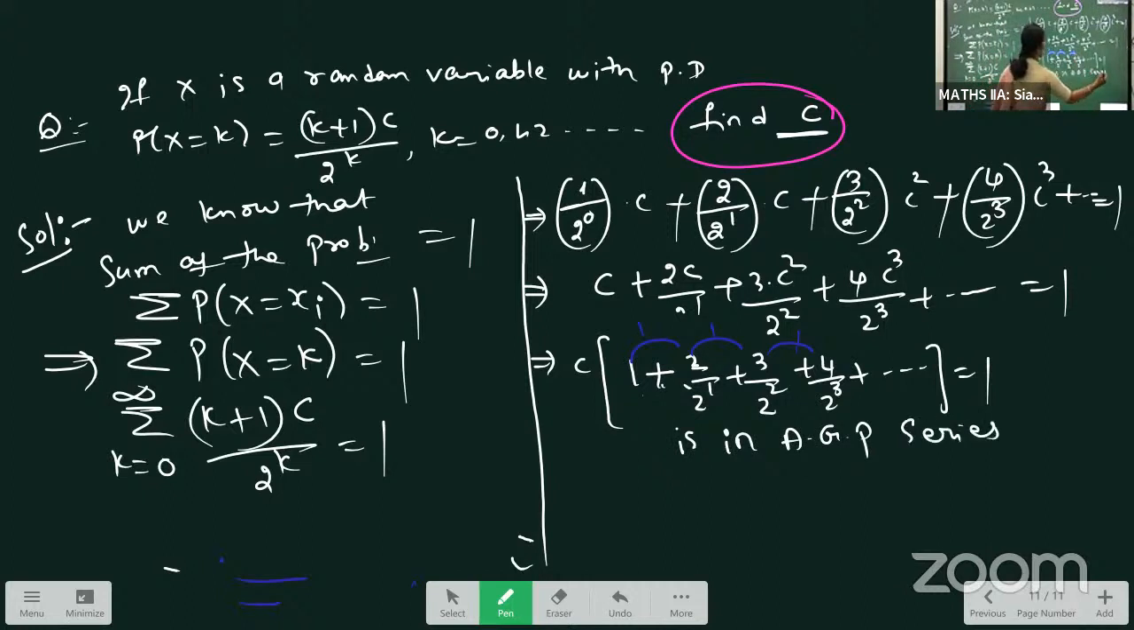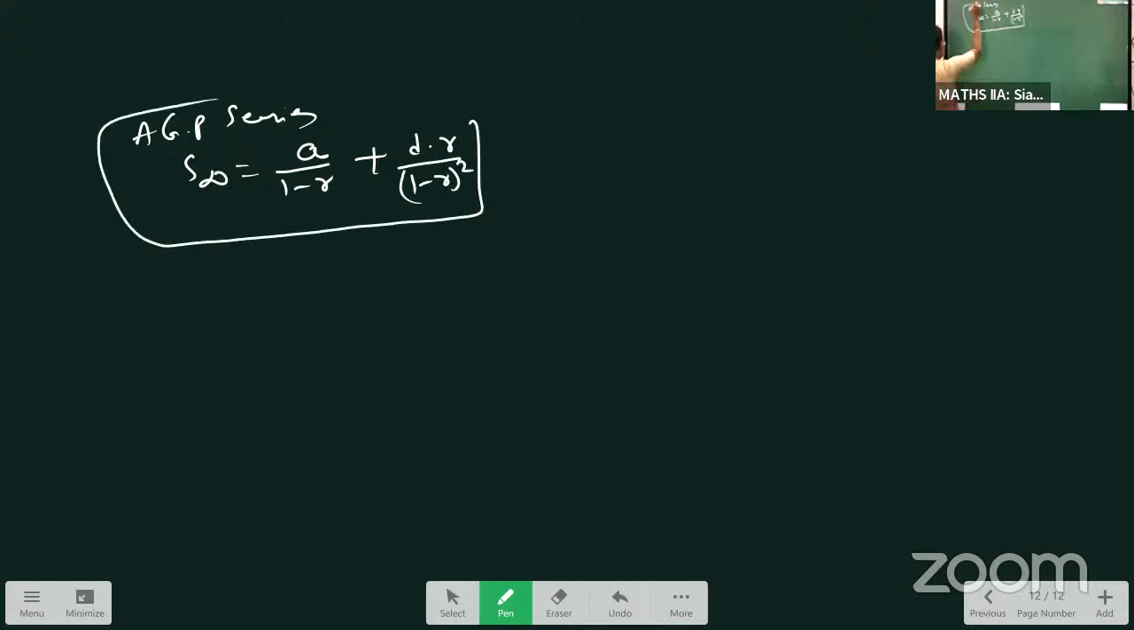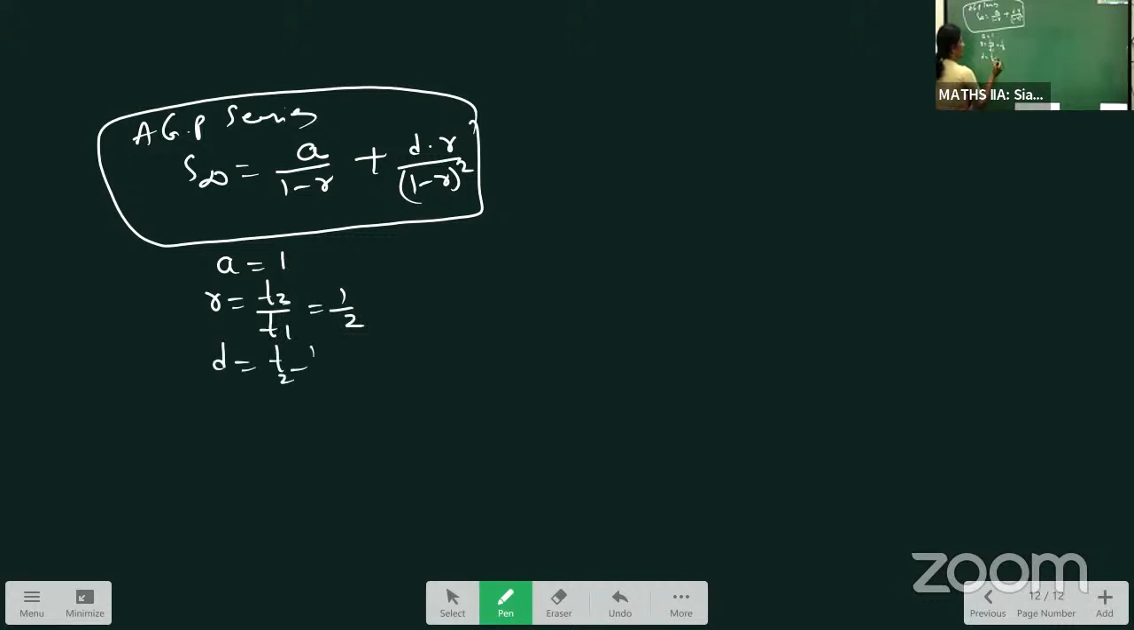So how to find the AGP series formula? The AGP series formula is like this: S infinity is equals to A by 1 minus R plus D into R by 1 minus R whole square. In this, A value we have is 1. R value we get as T2 by T1, that is 1 by 2. And D value we get as T2 minus T1, any two successive terms' difference, which is 1.